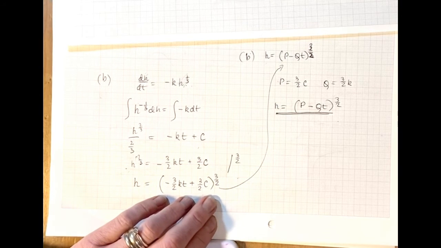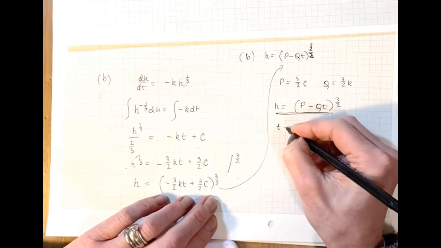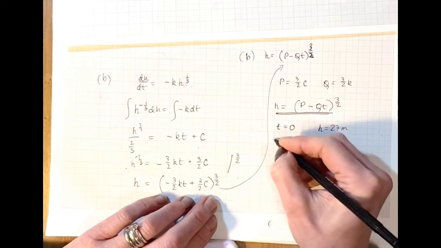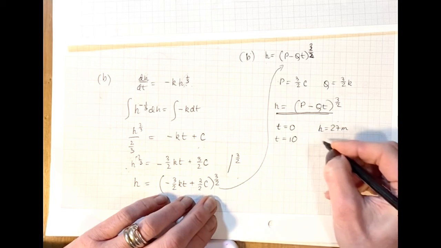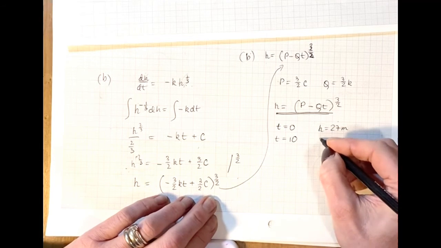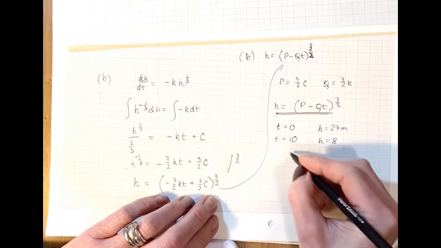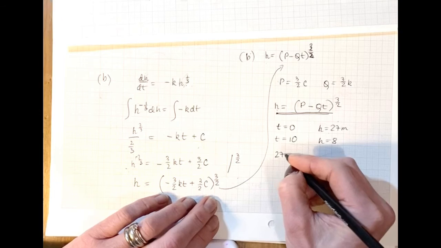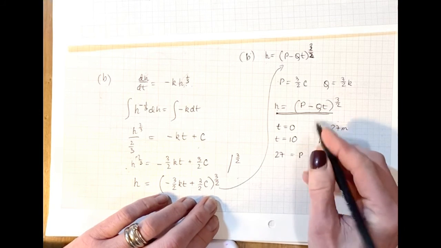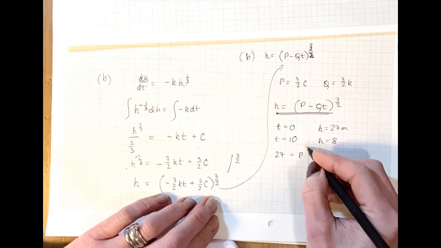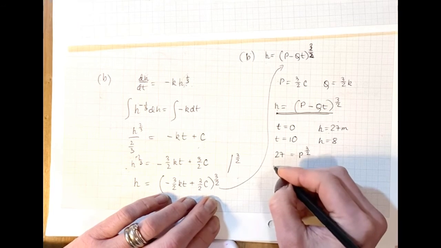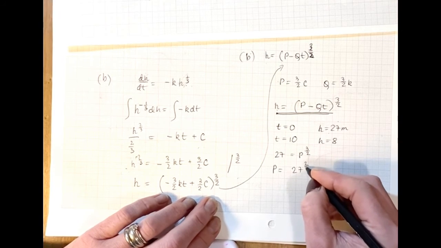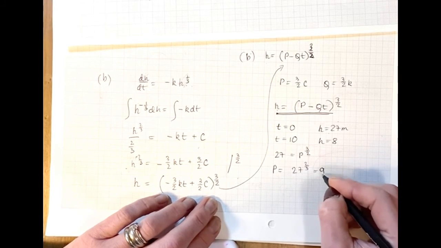So part C, find the values of the constant p, given that the height of the water is 27 meters at time 0, and 10 minutes later, at time 10 minutes, the height is 8. So let's use this information. So initially it's 27, and initially means when t is equal to 0, so you get p to the power of 3 over 2. So p is equal to 27 to the power of 2/3. So that's going to be 9.